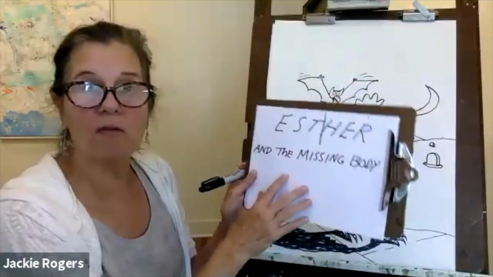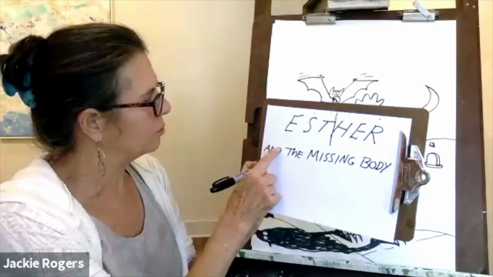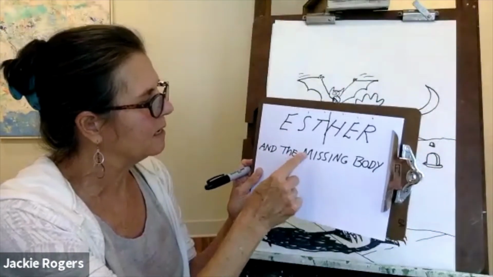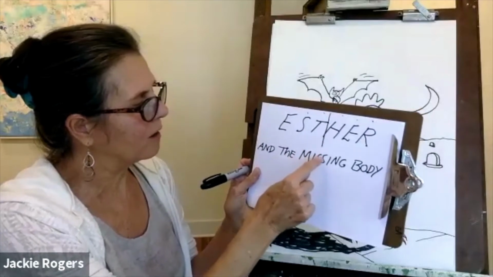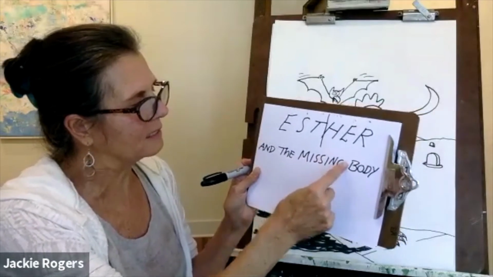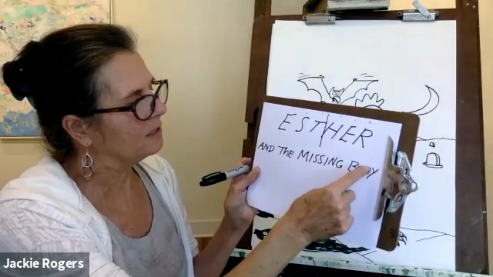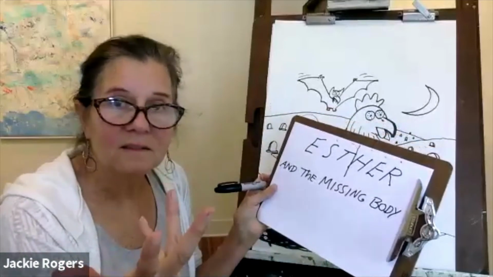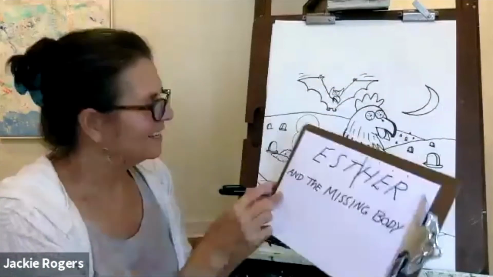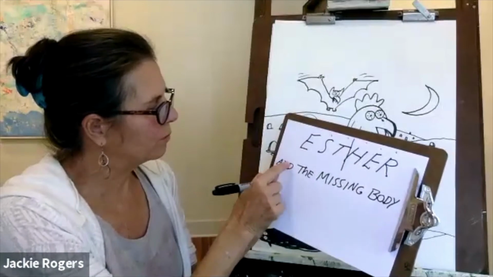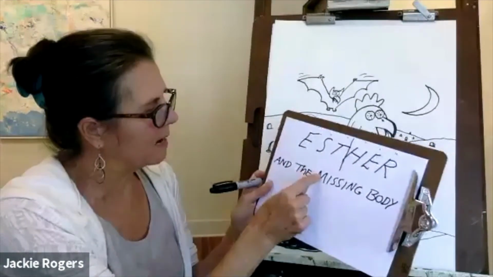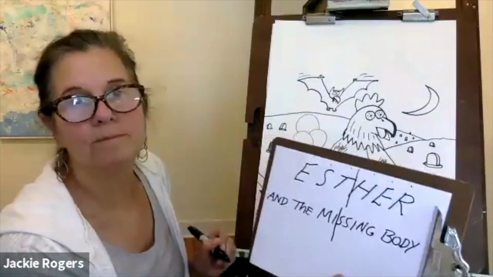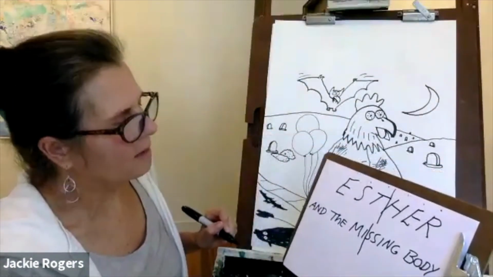So I count all the letters in the spaces here. 1, 2, 3, 4 is a space. 5, 6, 7, 8 is a space. 9, 10, 11, 12, 13, 14, 15, 16 is a space, 17, 18, 19, 20. So half of 20 is 10. So I count 10. 1, 2, 3, 4, 5, 6, 7, 8, 9, 10. And I put a line, and there is the middle. Okay? So, and the missing body.